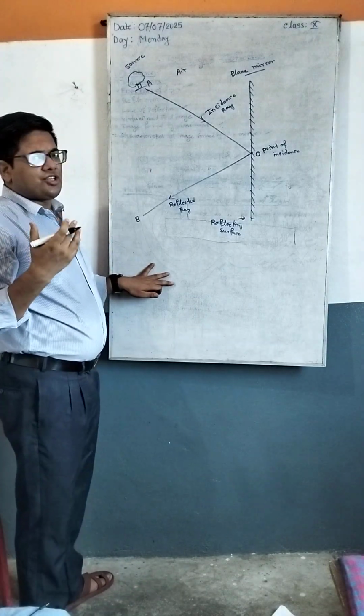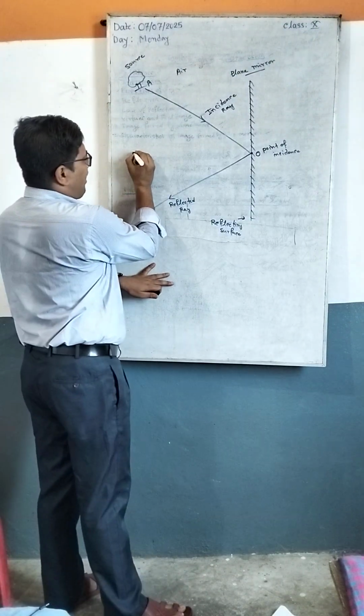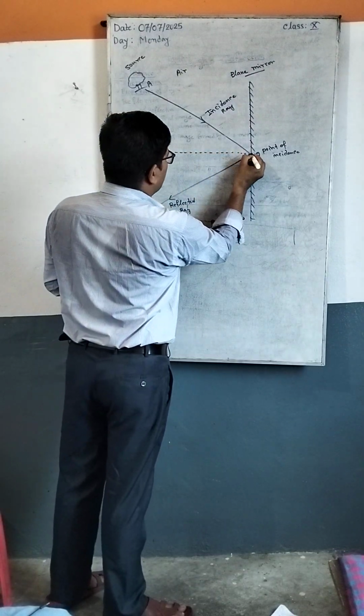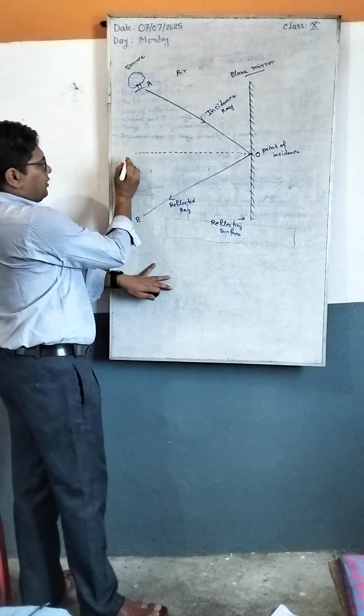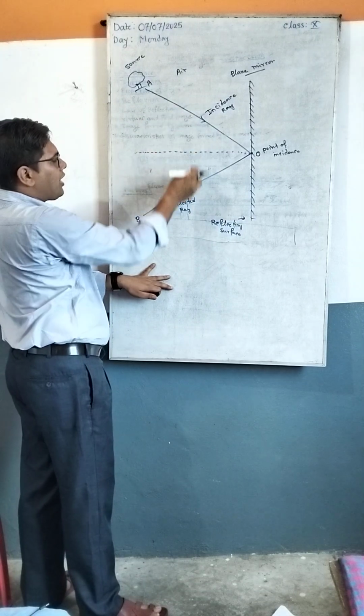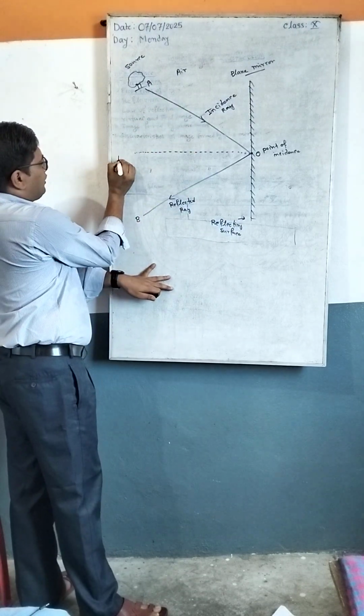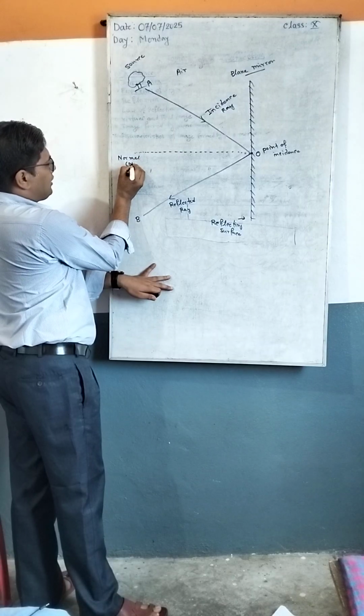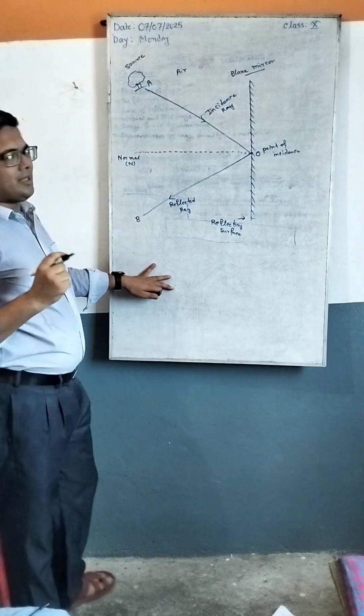Now, if we draw a perpendicular line at the point of incidence, between the incident ray and the reflected ray, that is called the normal. It is represented as ON.